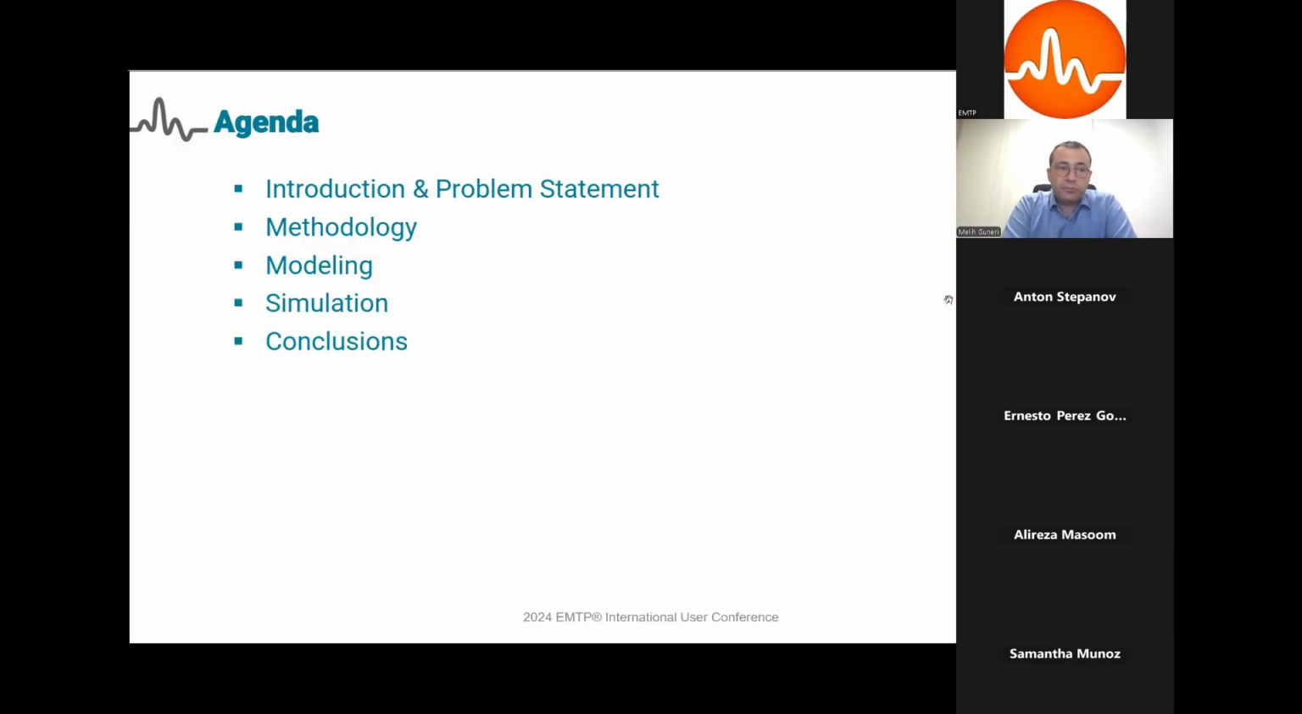So the agenda is that I will start with the introduction and problem statement. Then I will briefly describe the methodology used in the study, then some modeling details, then simulations and conclusions from these simulations.